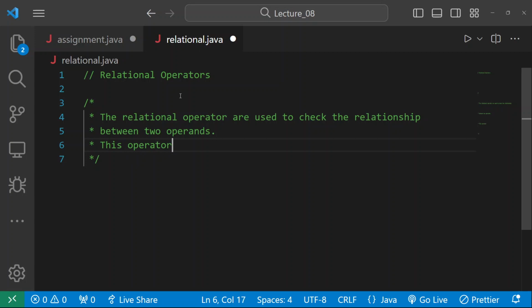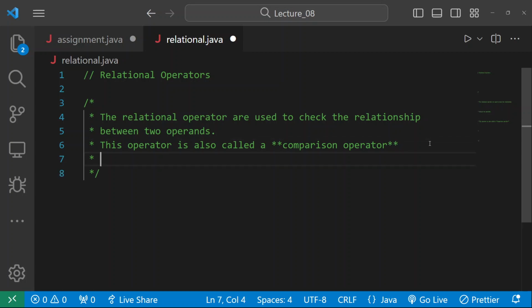This operator, there is one more name for a relational operator, that is comparison. Relational means you are comparing something. So the name is also comparison operator. Remember this point. It is also called a comparison operator, because it is used to compare between two operands. That's why we also call it a comparison operator.